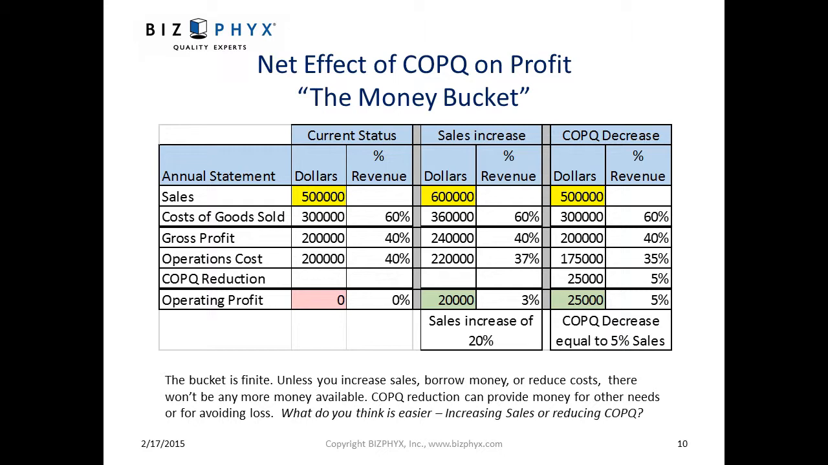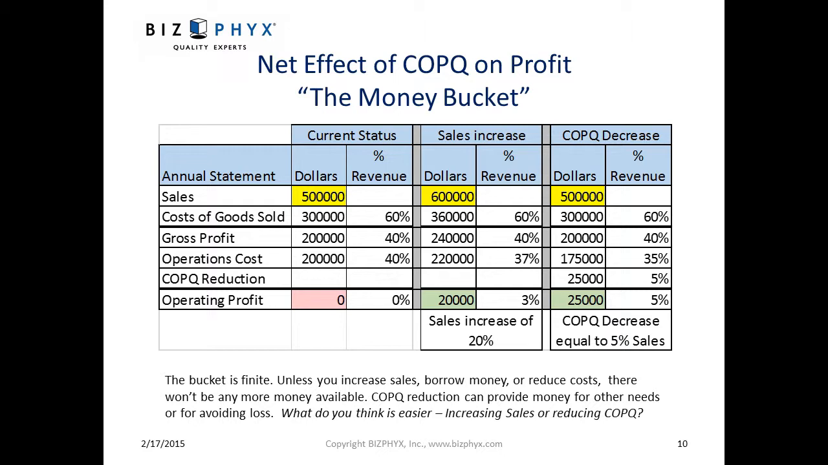What if we could decrease our cost of poor quality by 5% of sales? Well, that's $25,000. We might not do it all at once. We might have several initiatives, each contributing some improvement to those poor quality costs. So we're still going to try to get a 5% of sales reduction in poor quality. That's $25,000. And guess what? It drops directly to operating profit, $25,000. Any reduction in costs of poor quality drops directly to your operating profit. It's a 1-to-1 ratio.